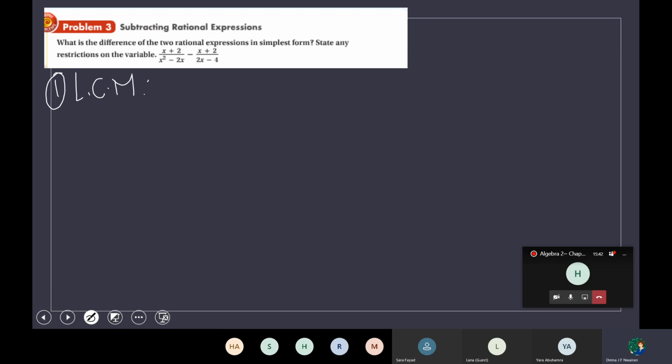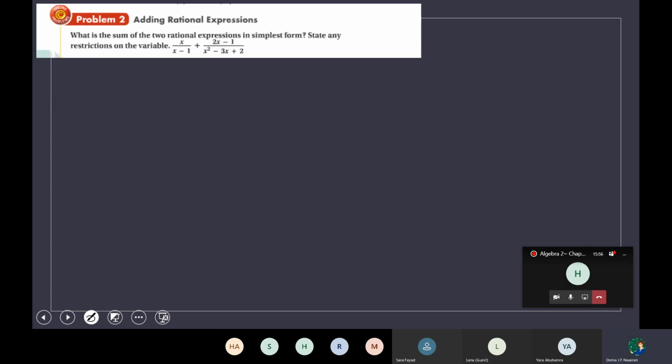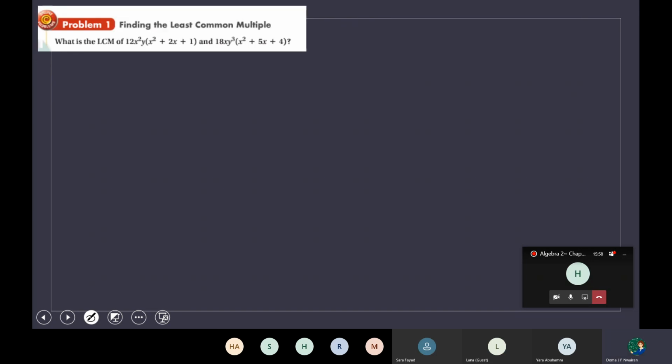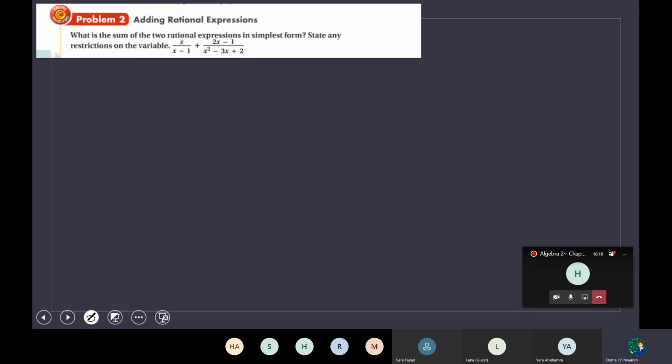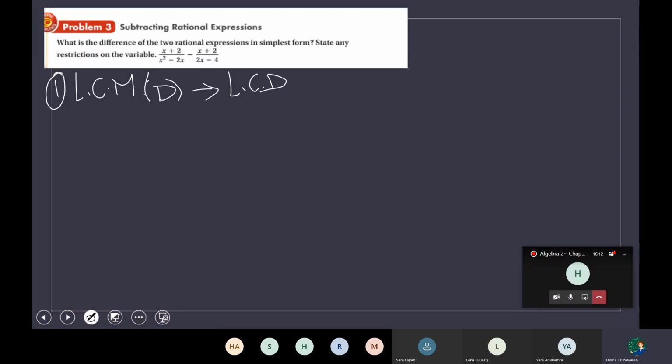Now, I want to add that the least common multiple of the denominators I can rewrite as the least common denominator. Yesterday I didn't tell you to find the least common denominator, I told you to find the least common multiple because it's an expression. But if I want to find it for the denominators, I will rename it as least common denominator.